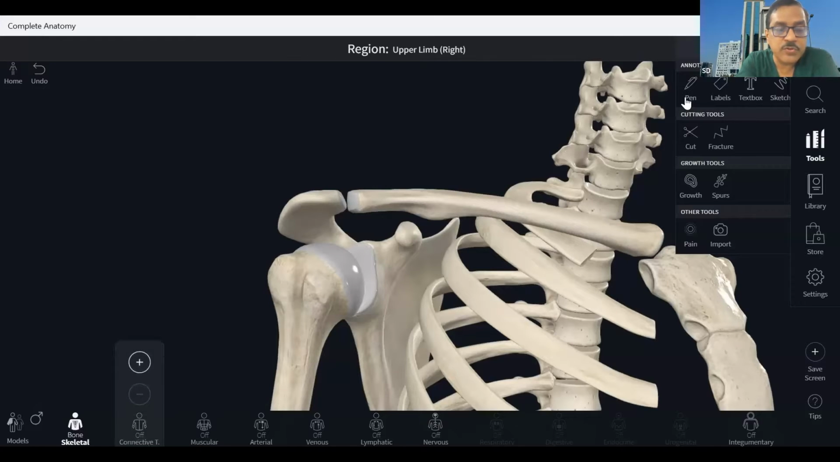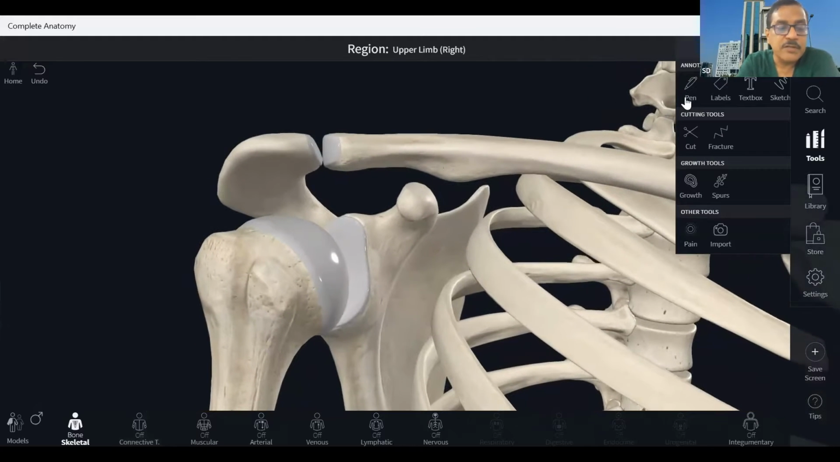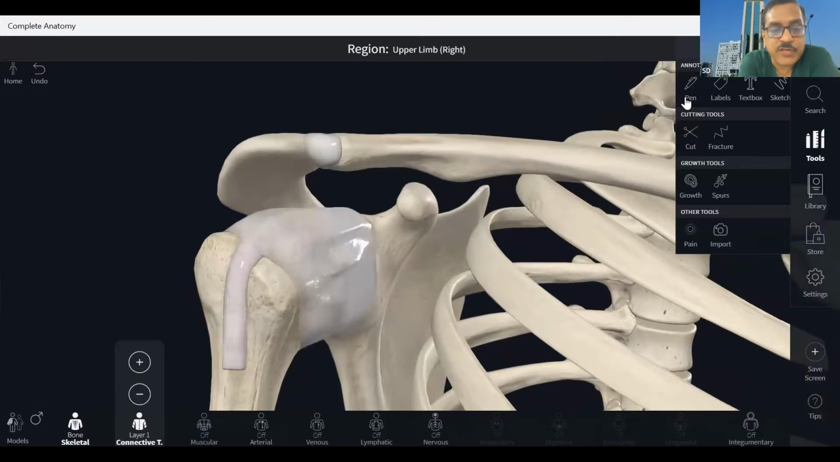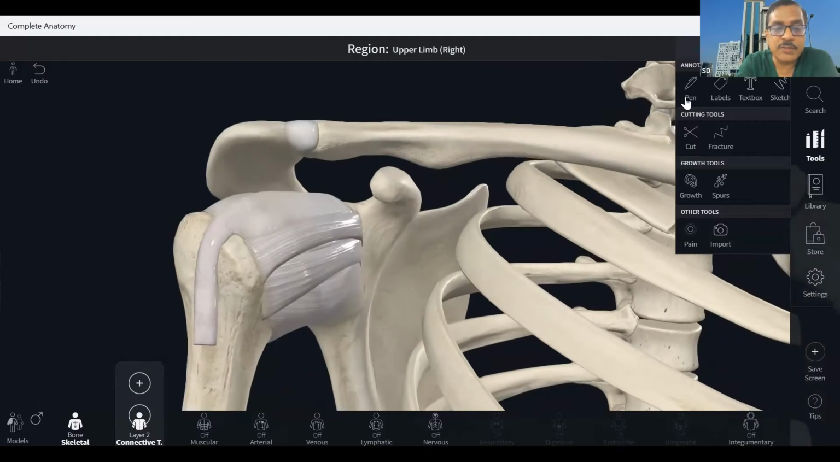Some of the ligaments I have already shown you, but let us show some of the connective tissues. First, what came here? Let me magnify a little bit. What came here was your synovial membrane. The first layer after the bone which is covering is your synovial membrane. You know that the glenohumeral joint is a synovial joint. And after that, there are three important ligaments.